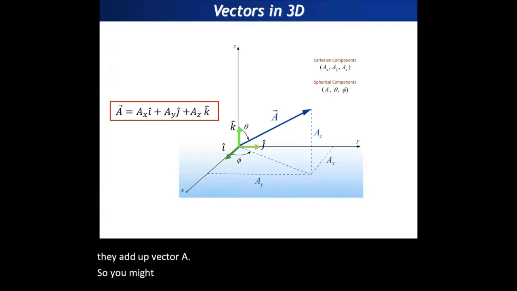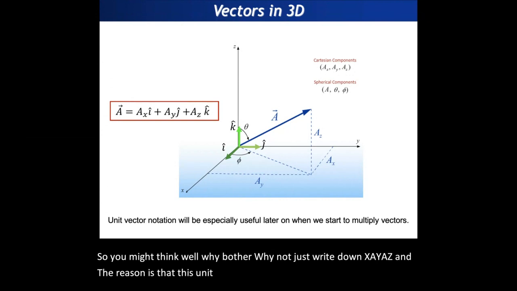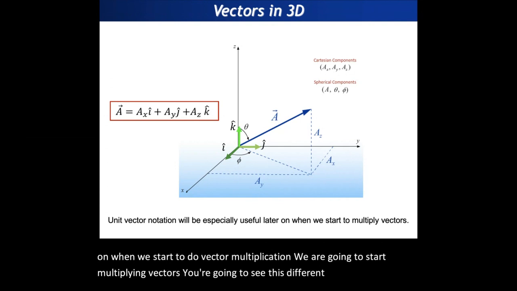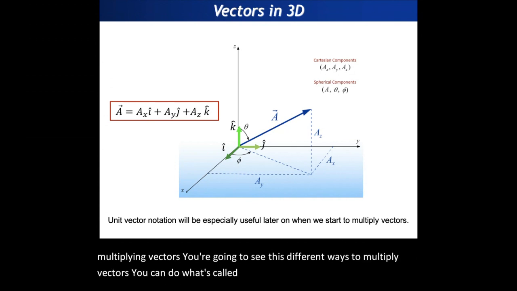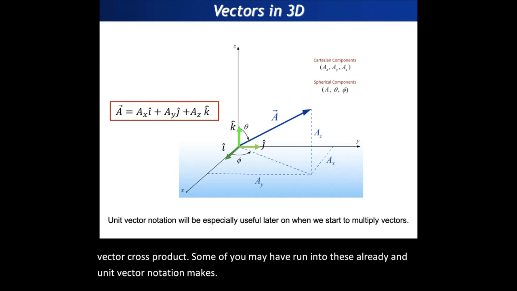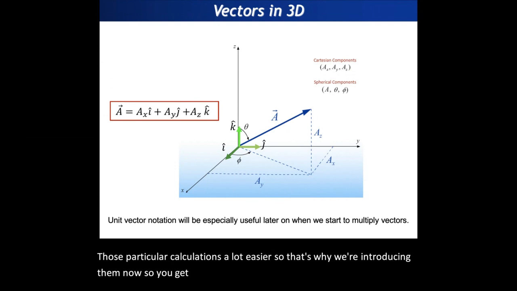So you might think, well, why bother? Why not just write down Ax, Ay, Az? The reason is that this unit vector notation will be especially useful later on when we start to do vector multiplication. We are going to start multiplying vectors, and you're going to see there are different ways to multiply vectors. You can do what's called a scalar dot product, or you can do a vector cross product. Some of you may have run into these already. Unit vector notation makes those particular calculations a lot easier, so that's why we're introducing them now, so you get used to it.